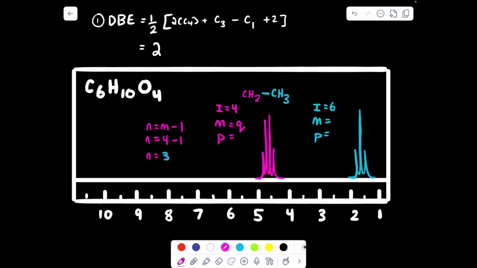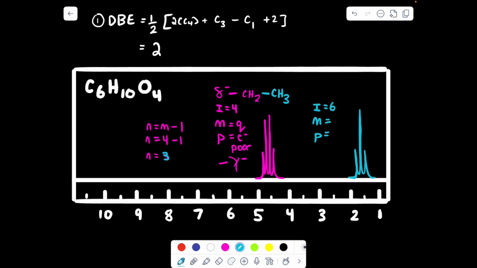If it is in the electron poor region of the spectra, so more left. This group is around 4.5, so that is very electron poor. So what this tells me is it's potentially attached to something delta minus. So a CH2 is attached to something delta minus. So I'm going to do this same analysis for the blue peak.